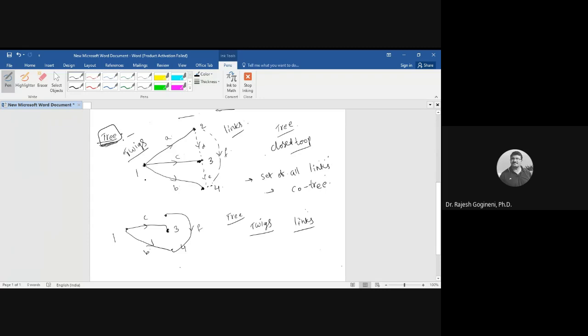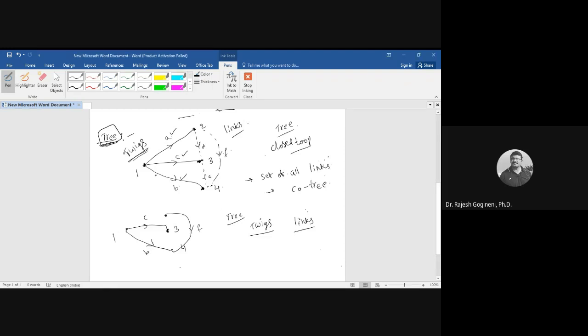So here, if you see the first example, A, C and B are the branches of a tree, or these are called twigs. For this tree, the branches D, E and F, these three are called the links, right? Is it clear? By adding one link, there is a closed path. Since the closed path exists, there is a loop current in the network, right?